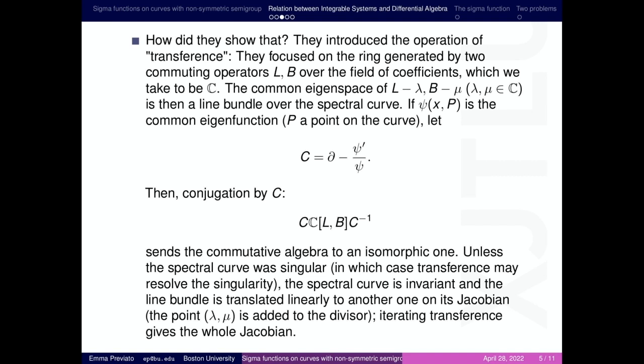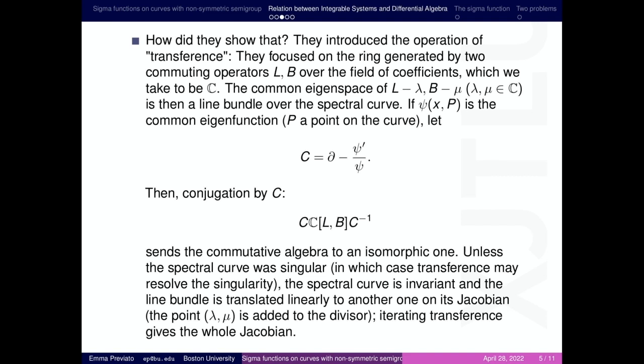You have a common eigenfunction, which depends on this point P, which I should have said has coordinates lambda and mu. The point P is (lambda, mu). You look at a common eigenfunction, which is a function of x, and then you construct this other operator C. Now, for simplicity in the theory, the derivative d by dx is indicated with a partial. I'll explain why in a moment. But that's d by dx. And then d by dx minus psi prime over psi is a right divisor of all the operators in the ring, because psi is a common eigenfunction.